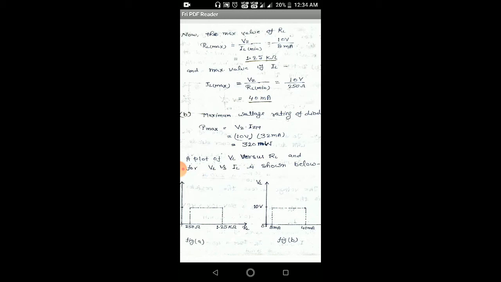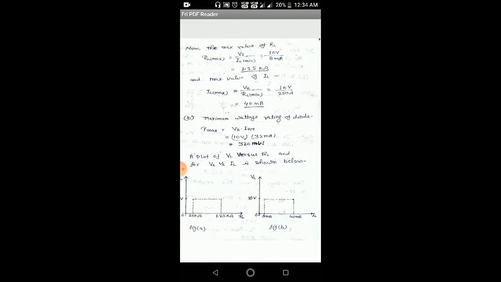And the maximum value of IL, that is IL maximum, equals Vz upon RL minimum. Put the value of Vz and RL minimum and we find the IL maximum equal to 40 milliampere. Now part B, the maximum wattage rating of the diode: P maximum equals Vz into IZM. So 10 volt multiplied by 32 milliampere gives 320 milliwatt.